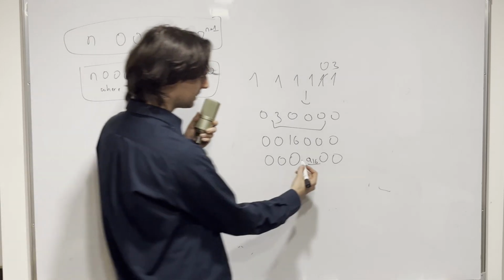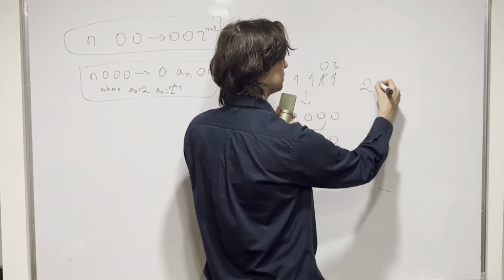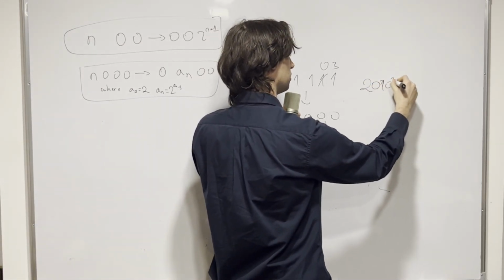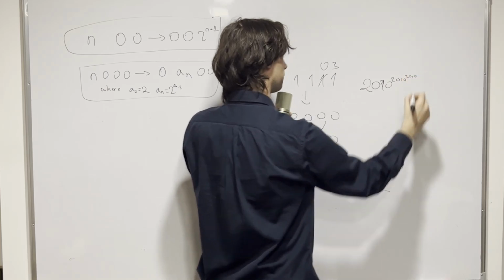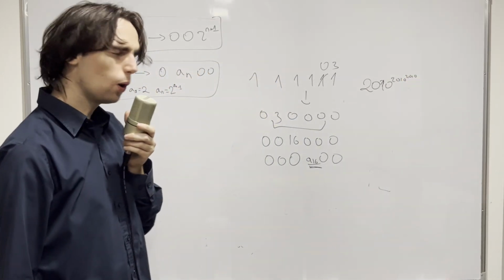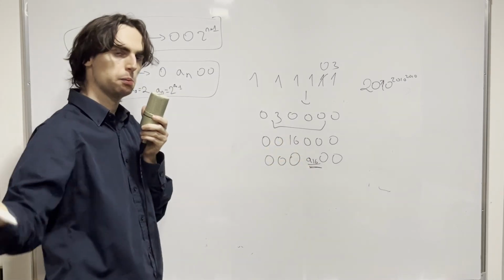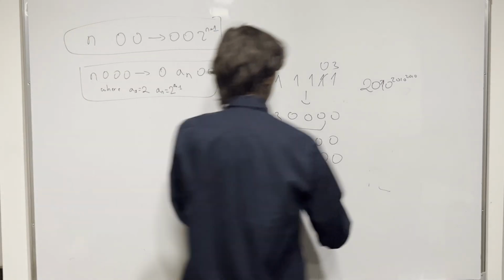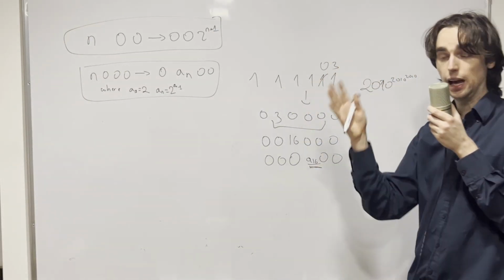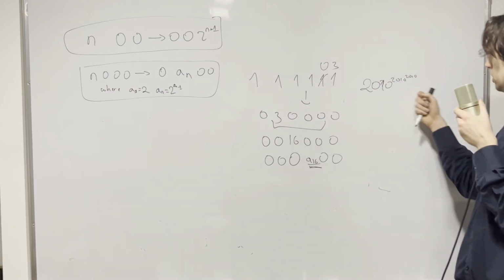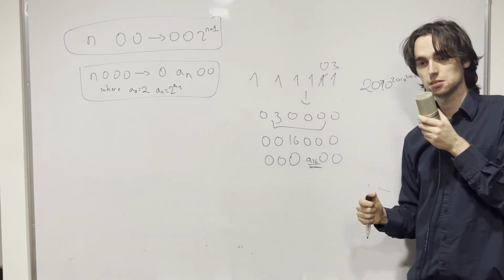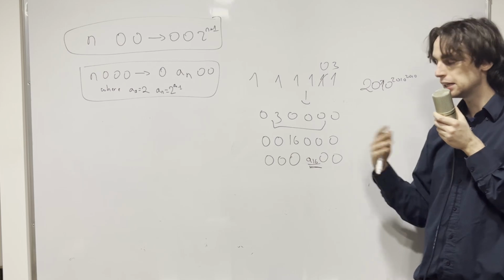Now, what is this number in comparison to 2010 to the 2010 to the 2010? Right? What is this number in comparison to it? I can even get bigger numbers, but what is the relationship between this tower of 2's and 2010 to the 2010 to the 2010? Pause for 5-10 minutes. Think about it.